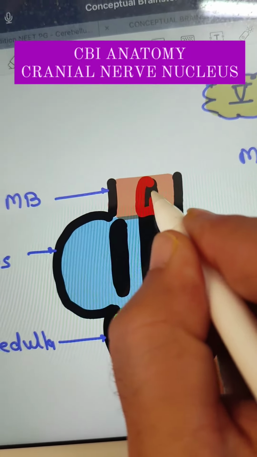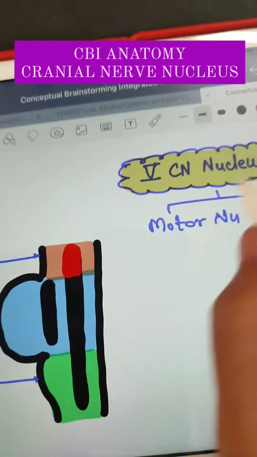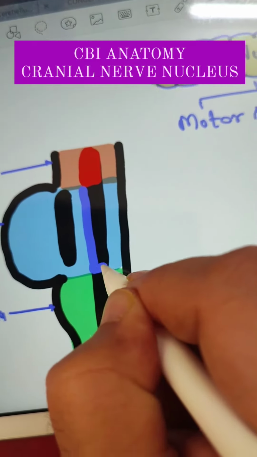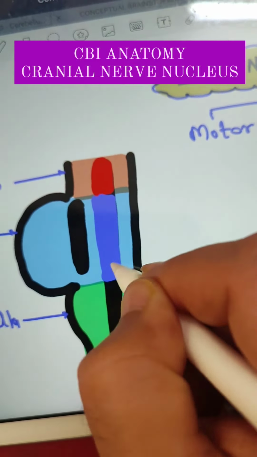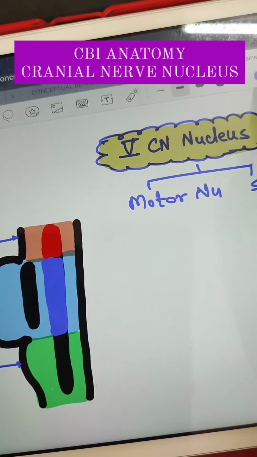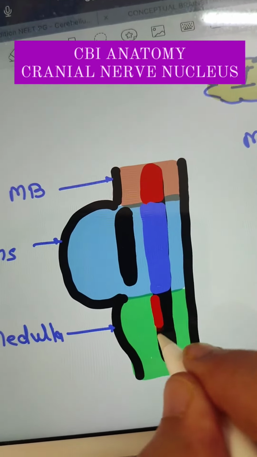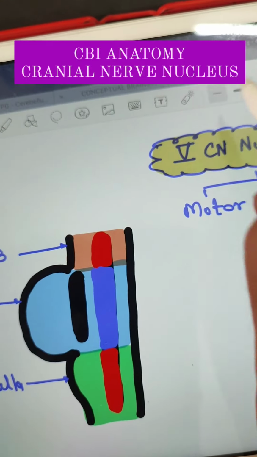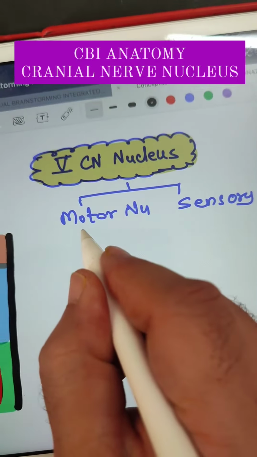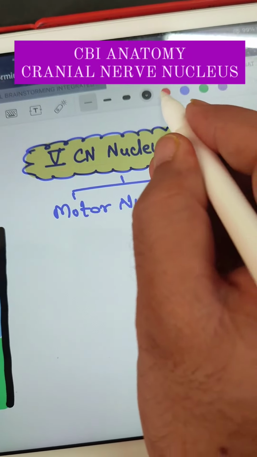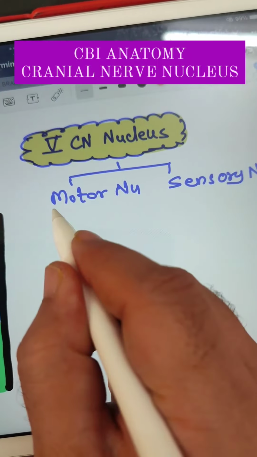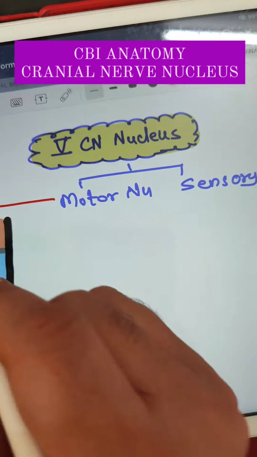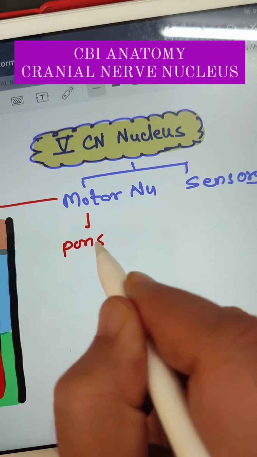Let's divide it. This is the part located in the midbrain. Here is the part which is located within the pons, and the lower part which is located within the medulla oblongata. So now you can prepare the notes also. You can remember the motor nucleus. The motor nucleus is located within the pons.